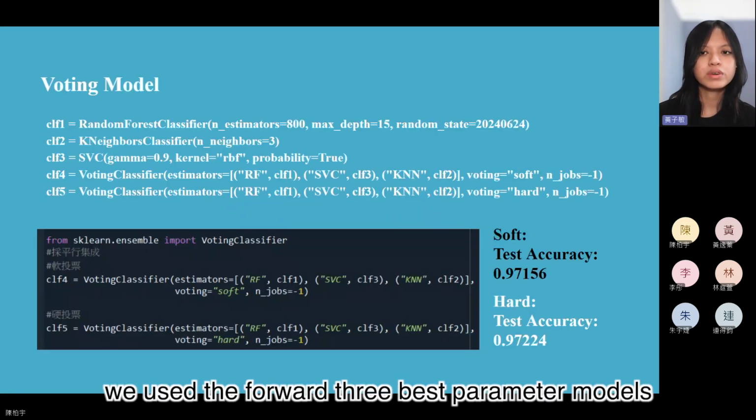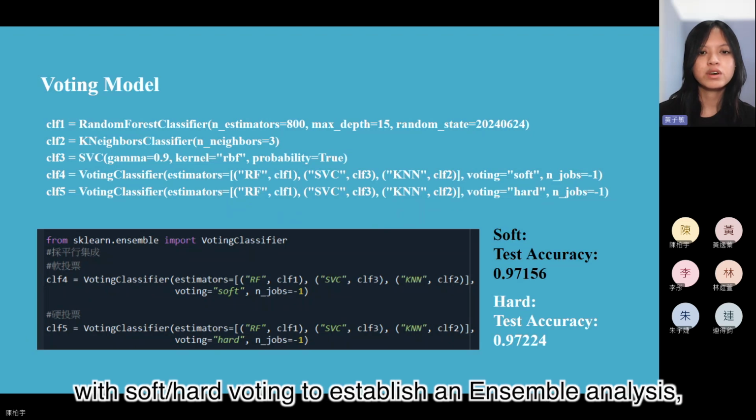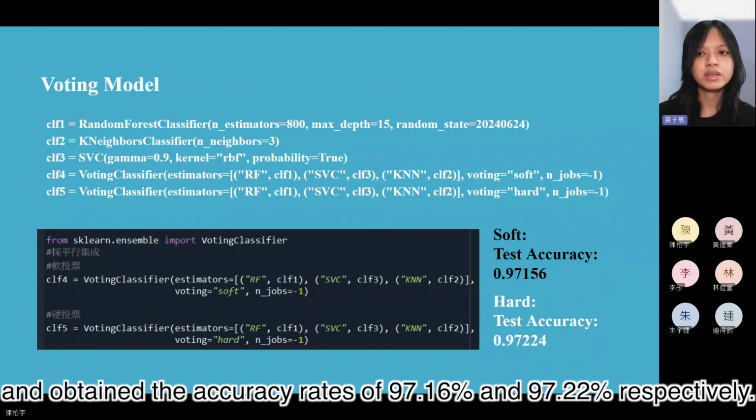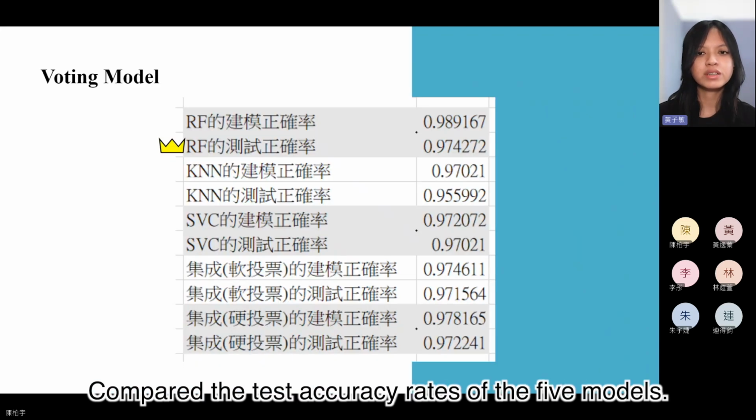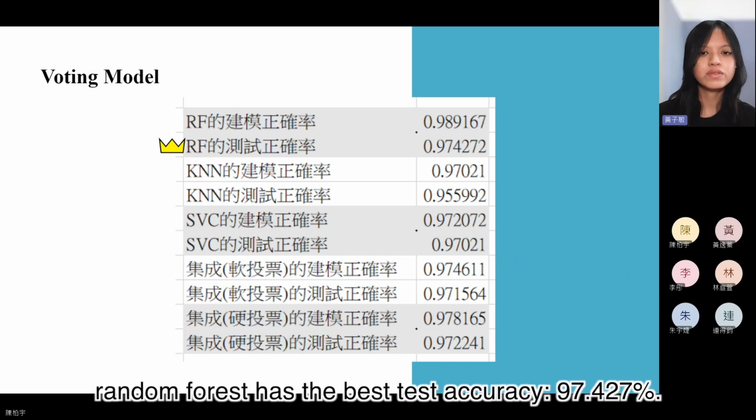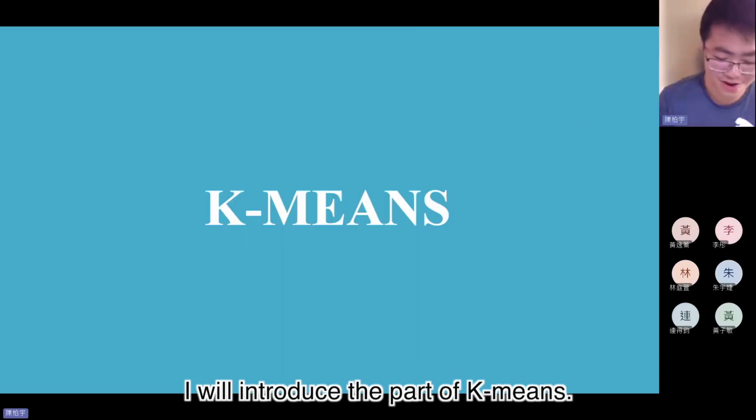We use the top 3 best parameter models with soft and hard voting to establish an ensemble analysis and obtain accuracy rates of 97.16% and 97.22% respectively. Comparing the test accuracy rates of the 5 models, the final result shows that random forest has the best test accuracy, which is 97.427%. I will introduce the part on k-means.